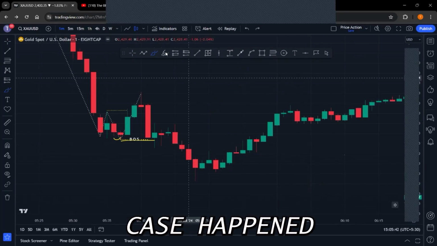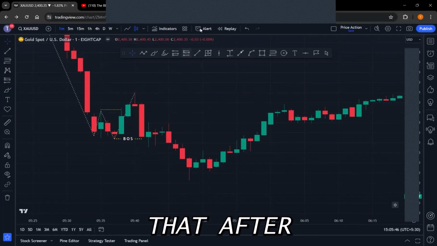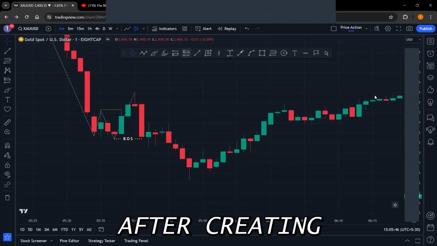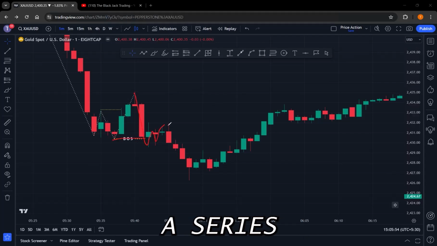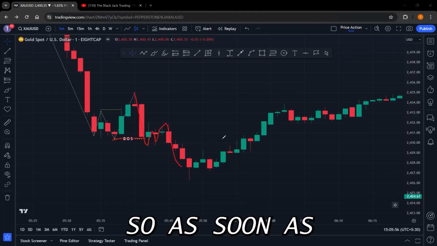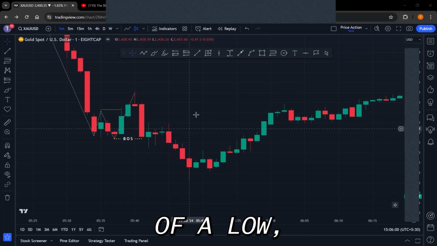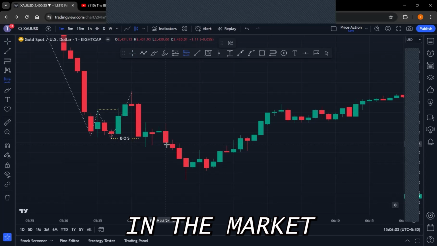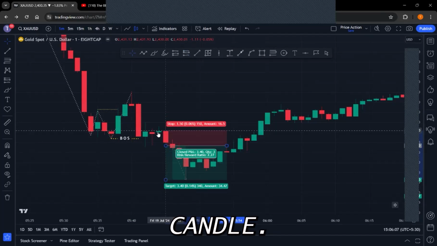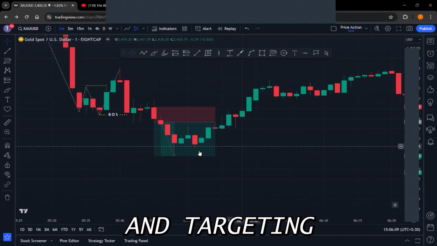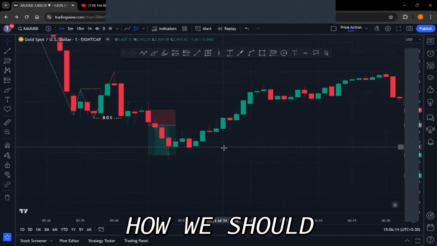The second case happened, where the price is not able to sustain itself towards the upward. As you can see, after creating a major support over here, and even a support over here, what happened? The price broke the support, creating a series of lower highs and lower lows in the market. So as soon as this support is broken and the price creates a series of lower highs and lower lows, you can start selling in the market from this point, putting your stop loss somewhere on the high of the previous candle, or you can say the open price of the previous candle, and targeting the downside for 1:2 and 1:3. Okay, so this is how we should take the trade in the market.